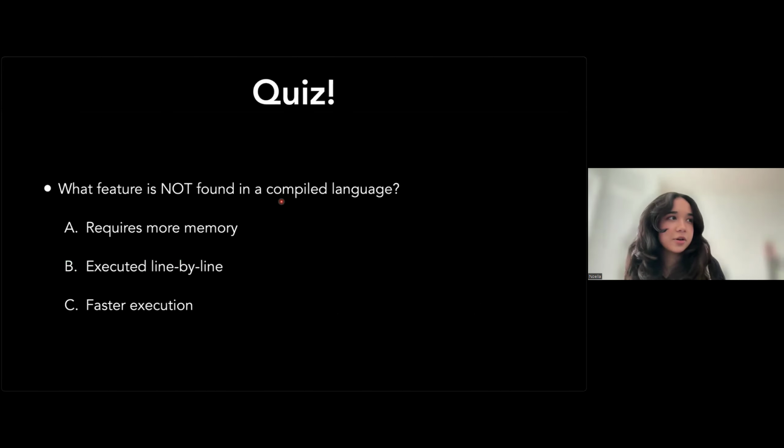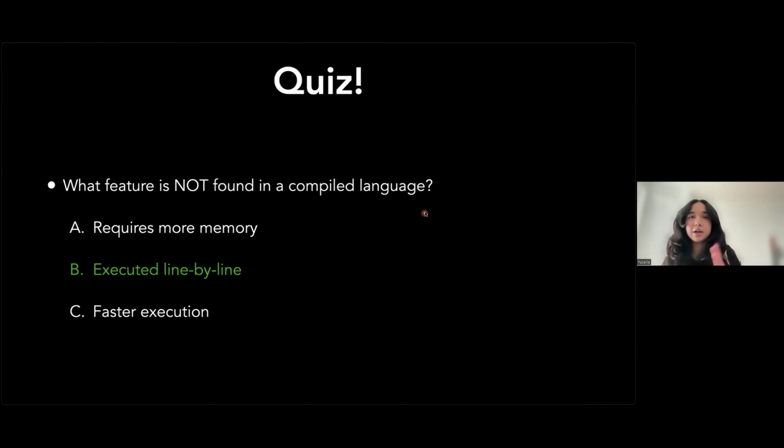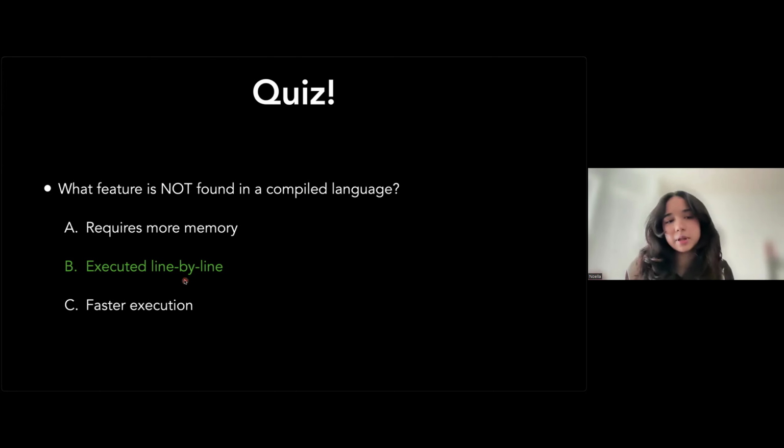And now for the third question, what feature is not found in a compiled language? And the answer is B. So compiled languages, the entire thing is compiled beforehand, and the ones that execute line by line are interpreted languages.